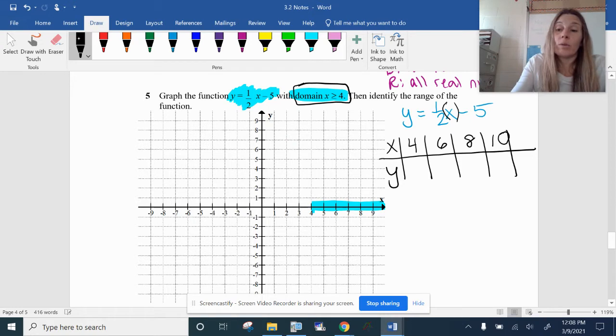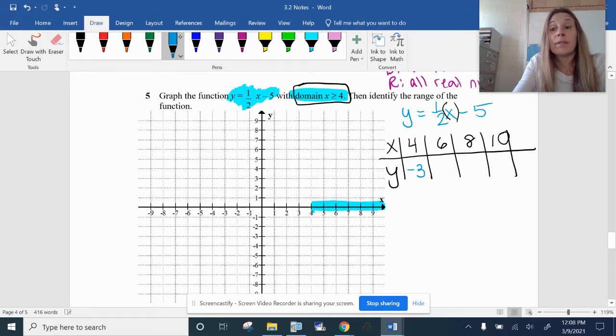So I'm just going to pick those 4. Now, if you do pick 5, 7, or 9, you'll still get an answer, but it'll be a fractional answer. So now I'm going to substitute these in. Half of 4 is 2. 2 minus 5, negative 3. Half of 6 is 3. 3 minus 5 is negative 2.